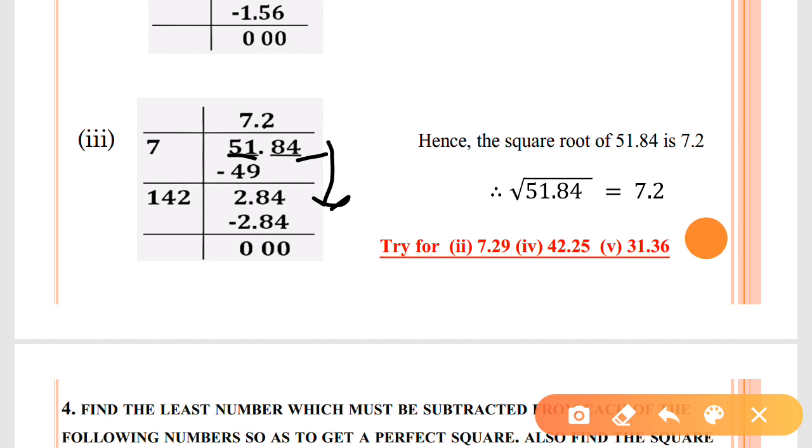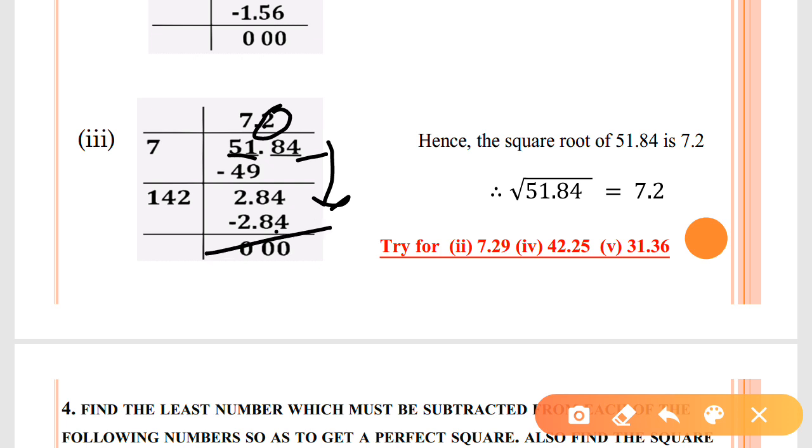This point is not affecting our calculation at all, so we will just multiply it by 2 over here. So 2 2s are 4, 2 4s are 8, and 2 1s are 2, so it becomes 2.84.